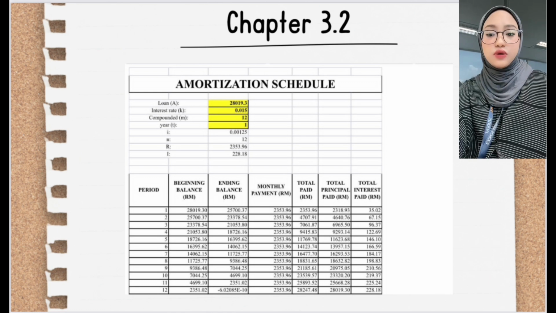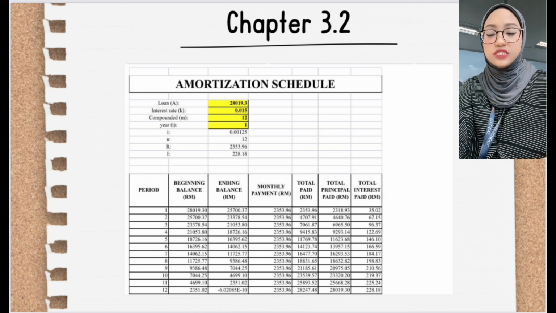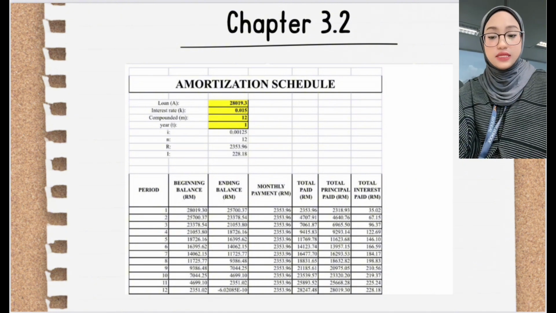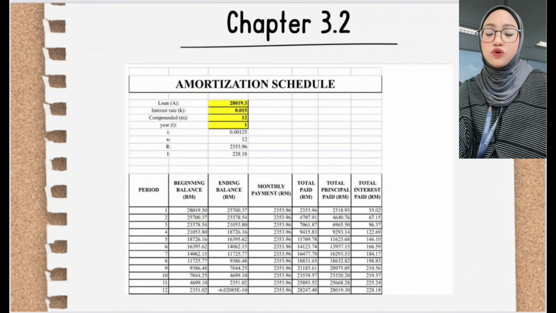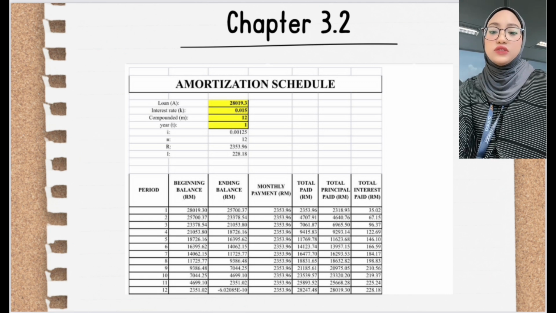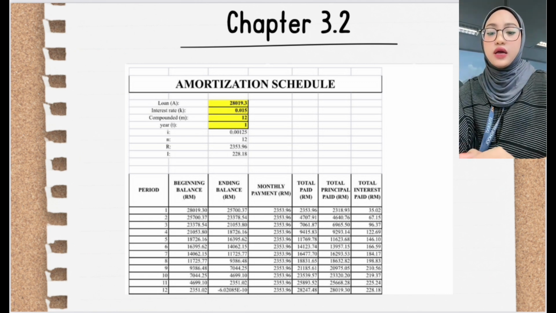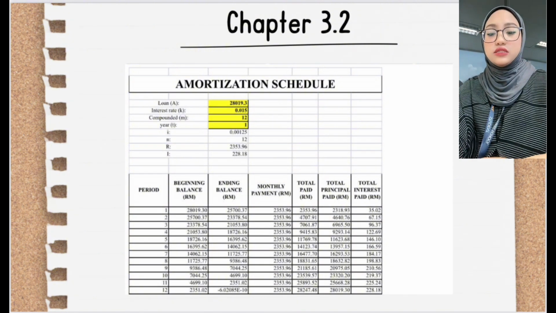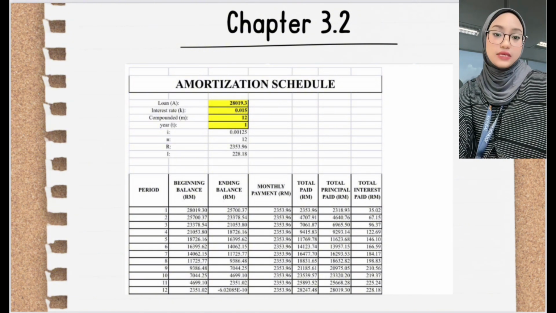So amortization refers to the process of paying off a debt from the loan that we made. So we just substitute the amount of our loan, which is 28,090 ringgit 30 cents, the interest rate 0.015, the compound, which is 12 months, the year is 1. So after we substitute all of the amount, it came out as this schedule as shown in slide. So this is the schedule that we use to make sure that we pay our debts on time.